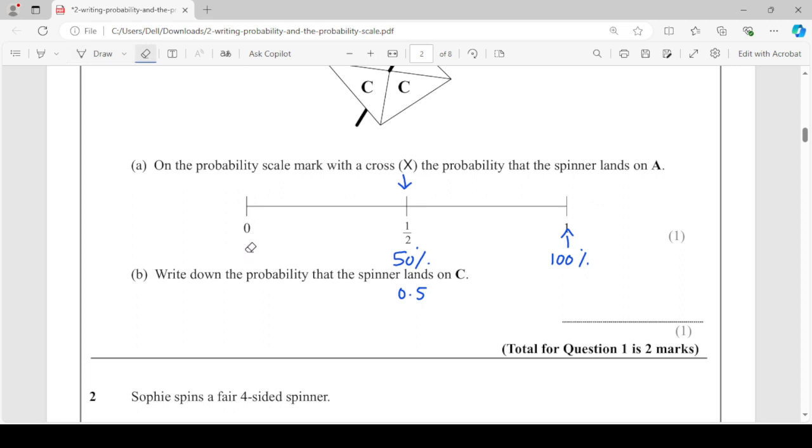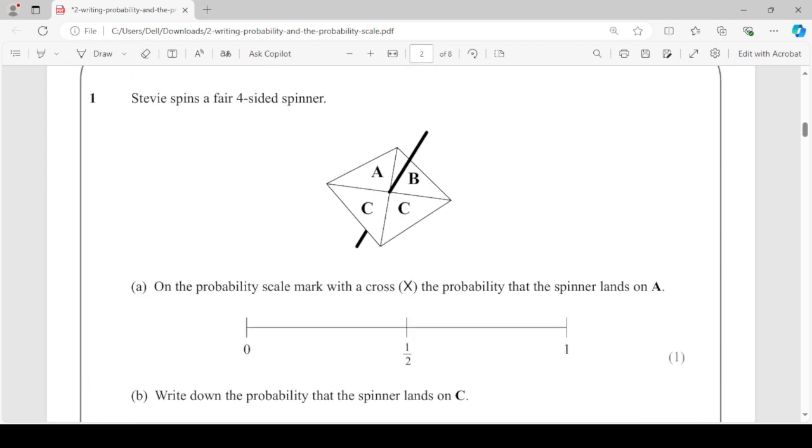Now let's see what the question here says. Question number 1. Steve spins a fair 4-sided spinner. On the probability scale, mark with a cross the probability that the spinner lands on A. As you can see, this spinner has 4 sides, and one of those sides has an A on it. So the probability when the spinner is spun to get an A is going to be 1 over 4, which is a quarter, and it's halfway between 0 and a half.